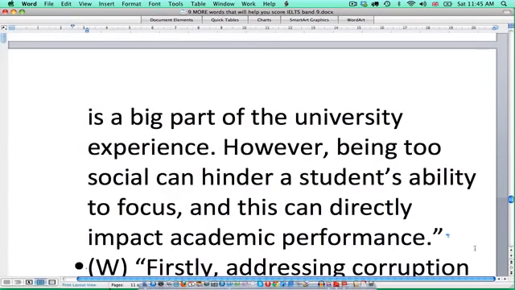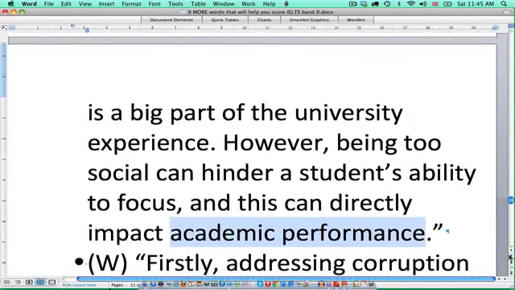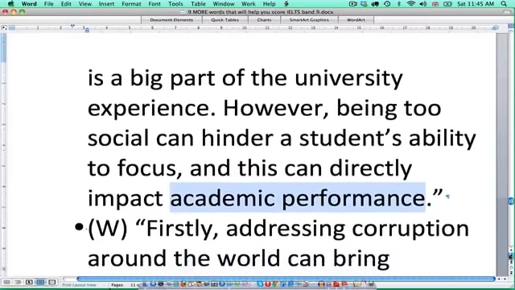Okay, so we're just using the word hinder to show that the idea of being too social can hurt or can weaken a student's ability to focus, and ultimately can weaken their academic performance. And this would be a direct answer to what the examiner is asking, which is about challenges you faced at university. We can also use hinder in our writing.